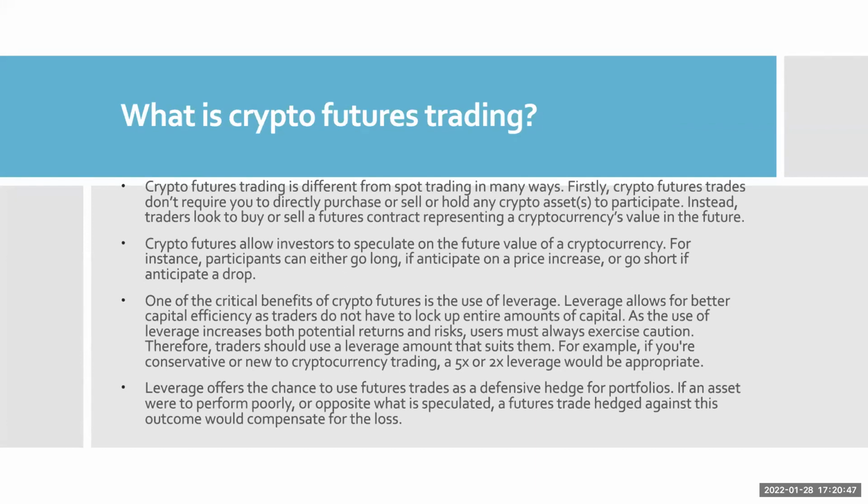Now, what is crypto futures trading? Crypto futures trading is different from spot trading in many ways. Spot trading, for those of you who do not know what it is, is when you actually buy a crypto, you buy it and wait for it to grow and make money. Firstly, crypto futures trades don't require you to directly purchase, sell, or hold any crypto assets. So when you trade crypto futures, you do not hold a position, you do not hold the actual asset.